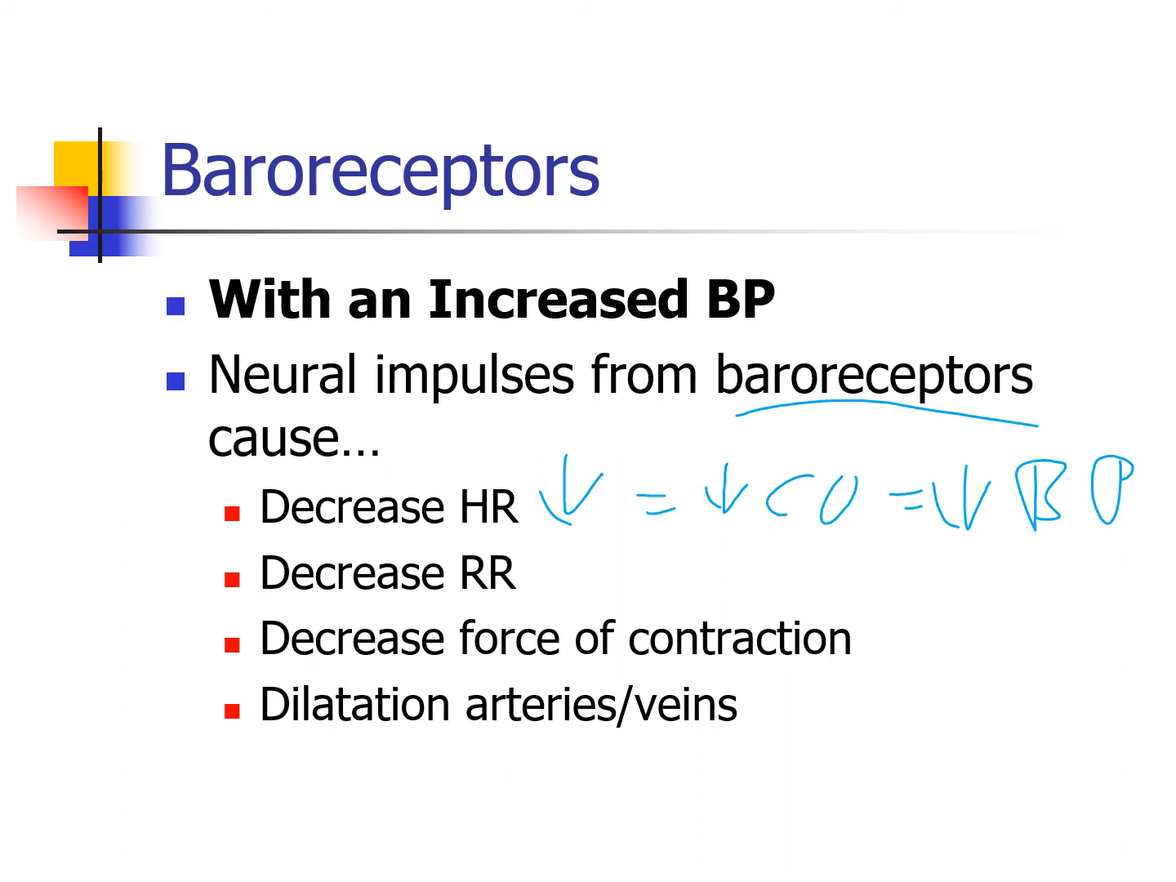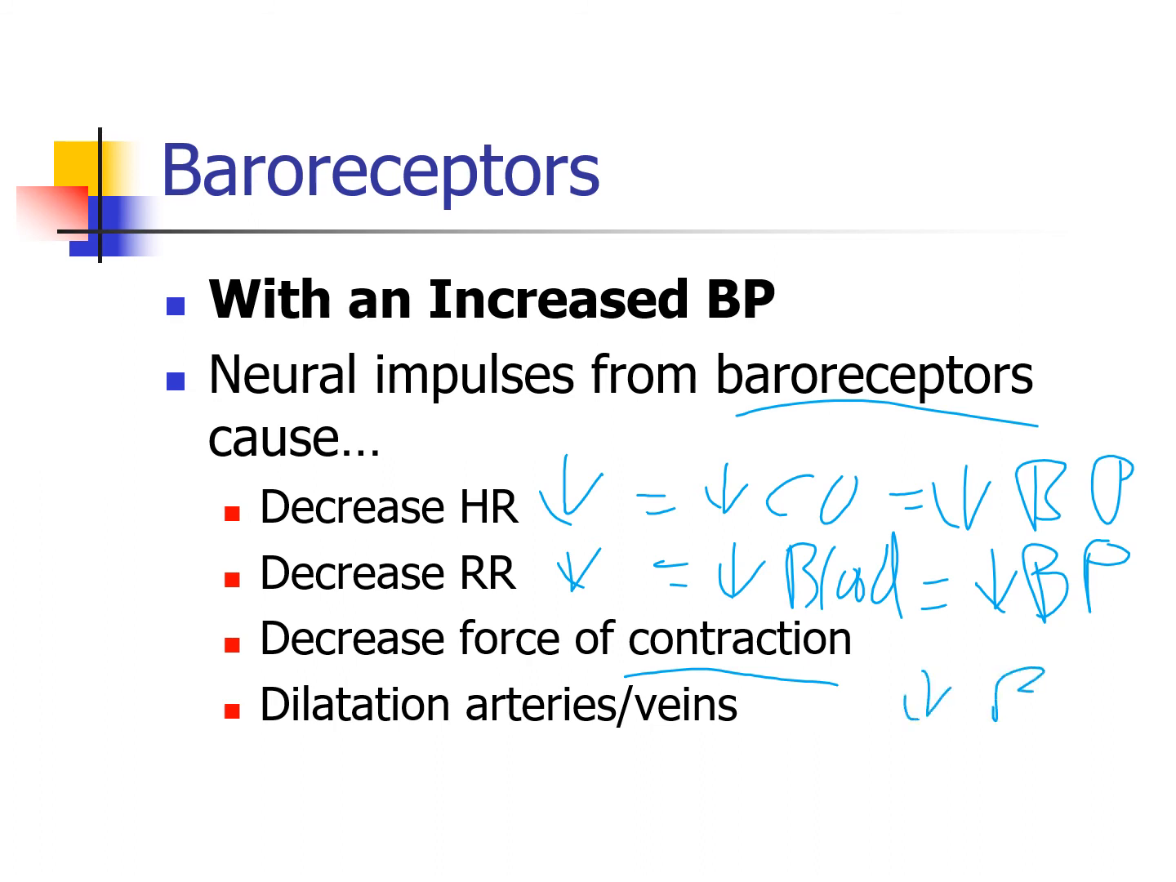It should decrease respiratory rate, right? Decreasing respiratory rate means I have less preload, less blood returning. If I have less blood volume returning to the right side of my heart, that should ultimately lower my blood pressure. Decrease the force of contraction, right? If the heart myocardium itself does not squeeze nearly as hard, that will lower my blood pressure.